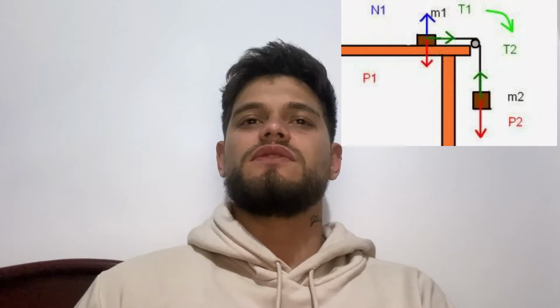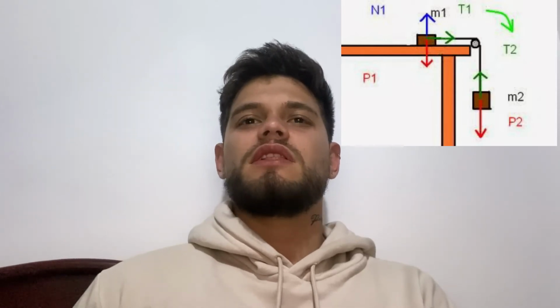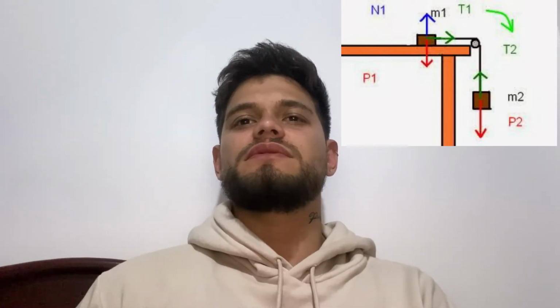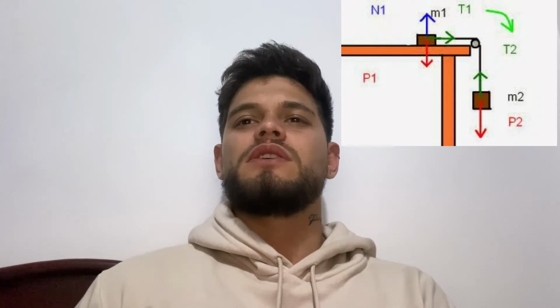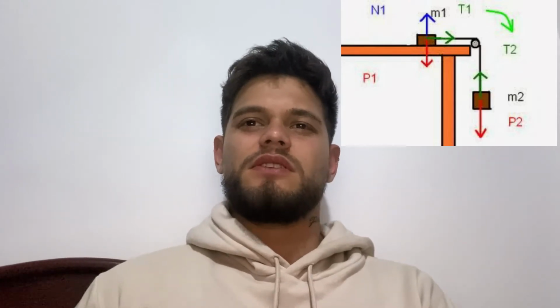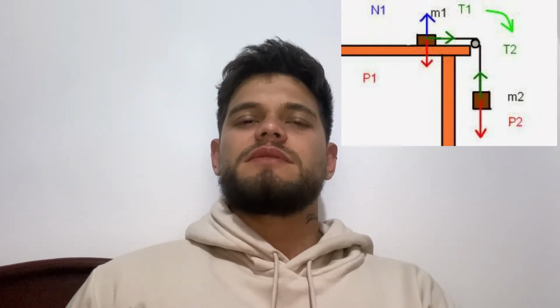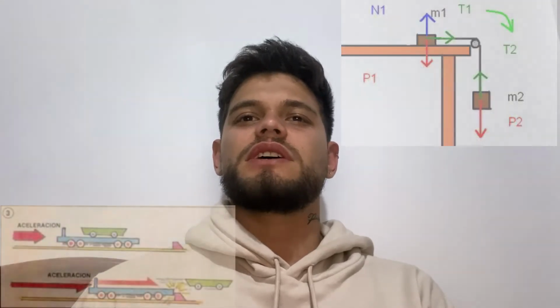The expression of Newton's second law that we have given is valid for bodies whose mass is constant. If the mass varies, such as in a rocket burning fuel, F equals m times a is not valid. Let's generalize Newton's second law to include the case of systems in which the mass varies.